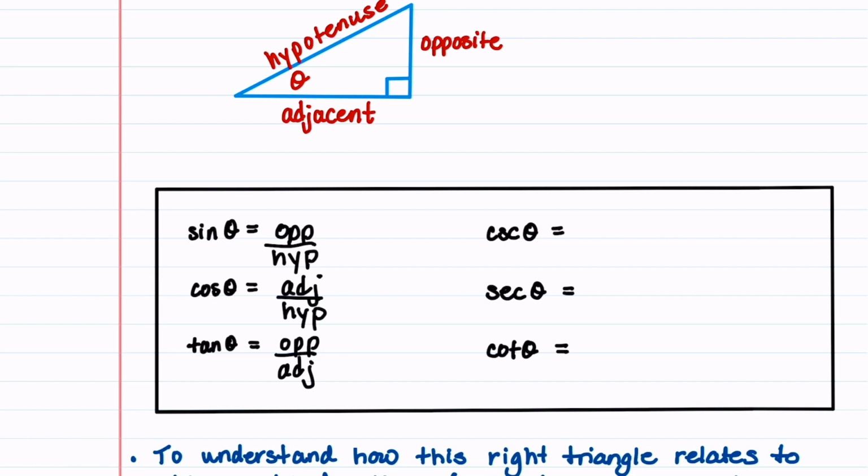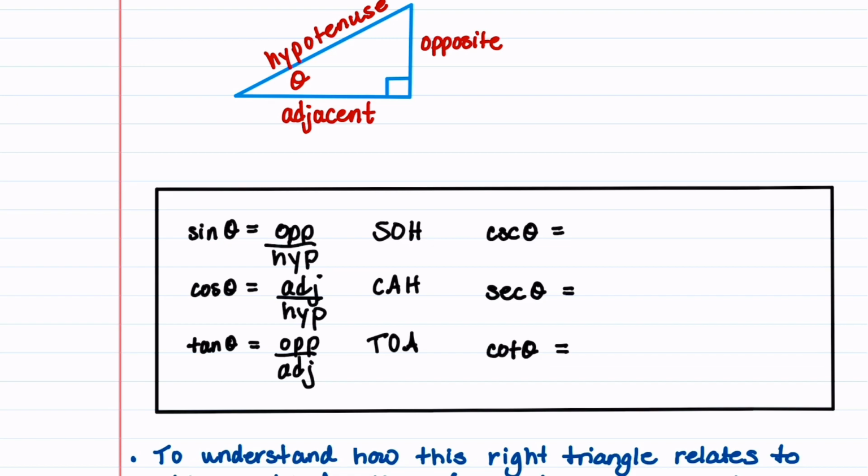These may be easier to remember if you remember the initials SOH for sine. Sine is opposite over hypotenuse. CAH for cosine. Cosine is adjacent over hypotenuse. And TOA for tangent. Tangent is opposite over adjacent.